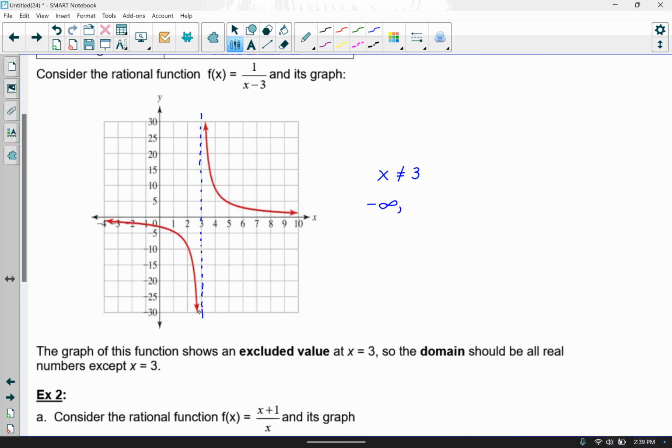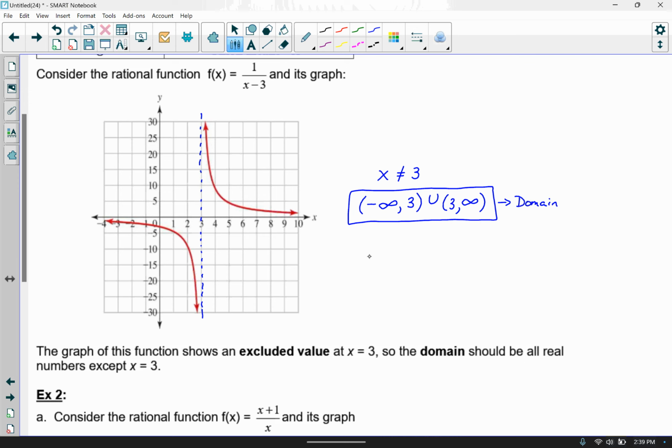And then it gets right up close to 3, but it can't equal 3, so we put a parenthesis on the 3. And then the top portion of the graph picks up on the other side of 3 and goes to the right forever, so 3 to positive infinity. That is our domain there. I'm going to label that. That is your domain. Okay.